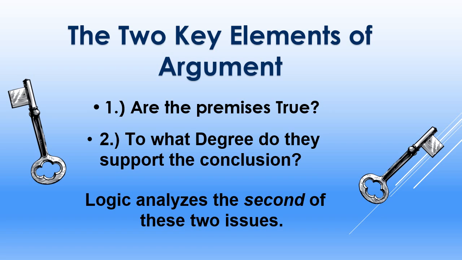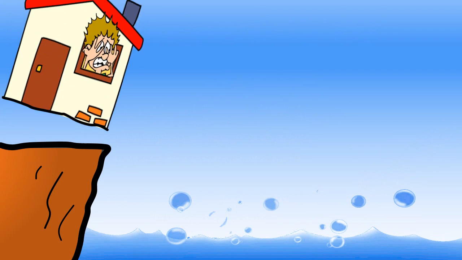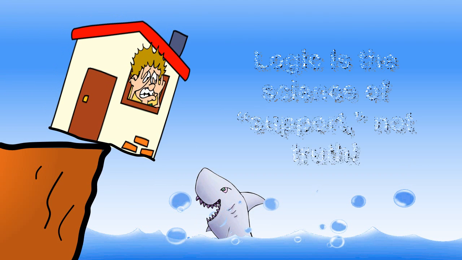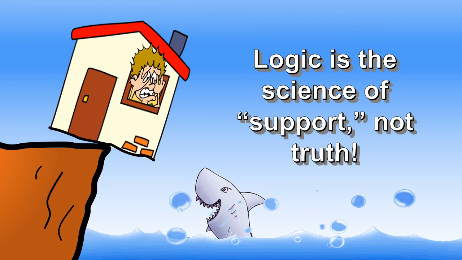The 2 key elements of an argument are always: are the premises true, and to what degree do they support the conclusion? And logic analyzes the second of these 2 key issues. Now that means that logic is actually the science rather of support than truth. What we want to know is whether the premises support a conclusion. Whether or not those premises are true is a different issue.